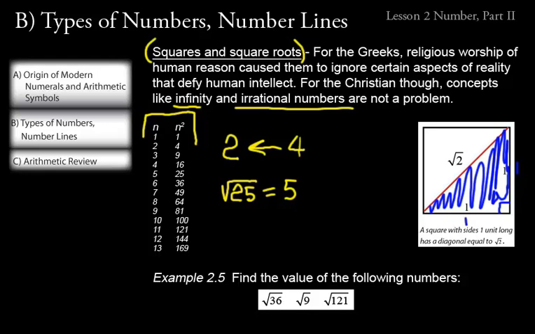Once you pause the lecture, see if you can do example 2.5. Find the value of each of those: square root of 36, square root of 9, and square root of 121. Well, hopefully you just look at that chart. Square root of 36 is 6. Maybe you have these memorized. That'd be great. You should try to memorize these. It'll make your math go faster for you. Square root of 121 is 11.